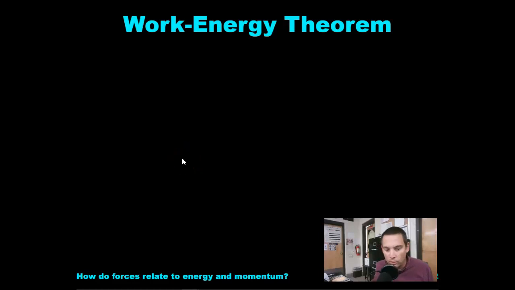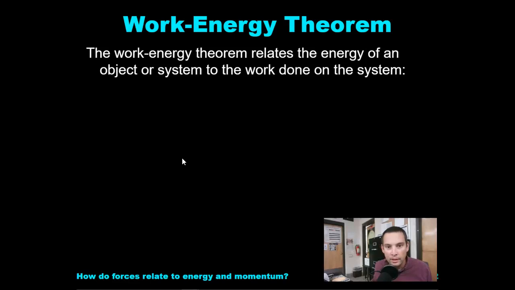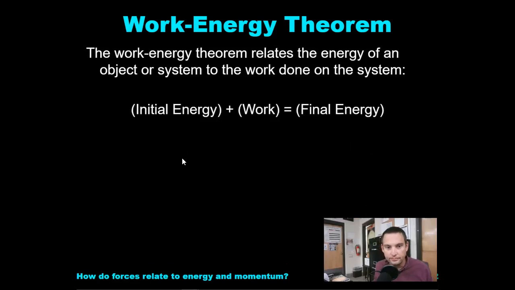All right, remember we're learning how forces relate to energy and momentum. The work energy theorem relates the energy of an object or system to the work done on the system. The initial energy plus work equals final energy. Remember, we've kind of done this before, where we did our conservation of energy, and we said the energy in the beginning equals the energy at the end plus thermal energy. This is the same kind of idea, except work is not a type of energy.